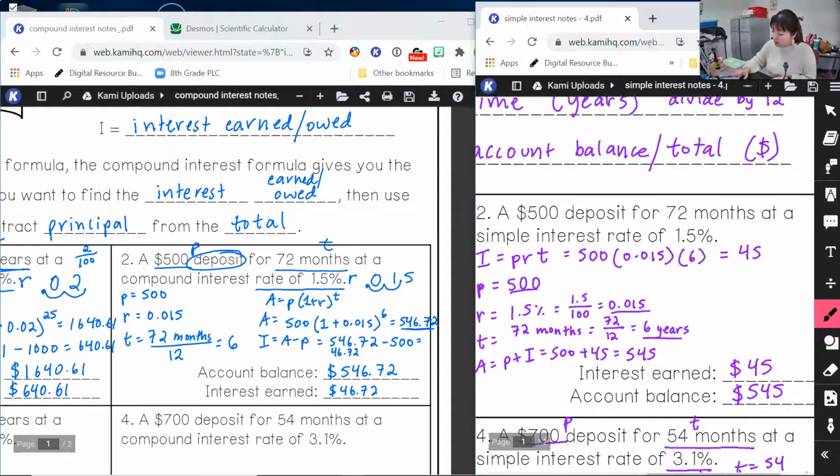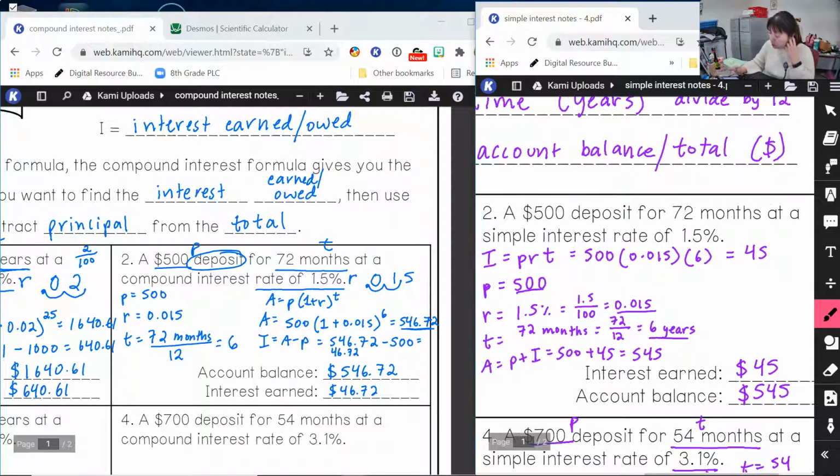Okay. Number 2. So $500 deposit, 72 months, 1.5% interest. Okay. Looks like it's the same thing here on number 2. On compound interest, we earned $46.72. And with simple interest, we only earned $45. So it's not as dramatic a difference because the principal wasn't that high, but still, you can definitely see that with compound interest, we earn more money.